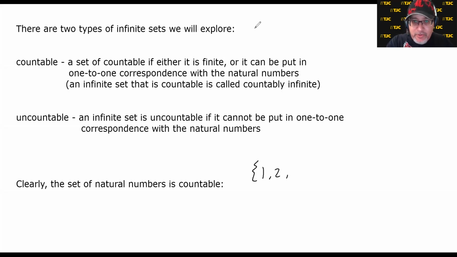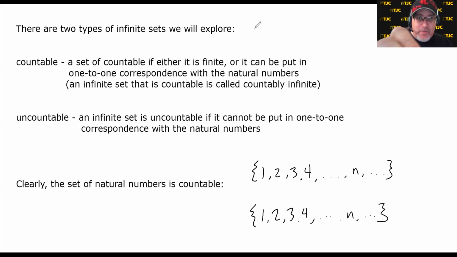1, 2, 3, 4, forever. We'll put an N out there to represent a generic term. To be countable, you're either finite, which this is not, or you can put it in one-to-one correspondence with the natural numbers. All right, well, let's set up the natural numbers and see if we can make a one-to-one correspondence.